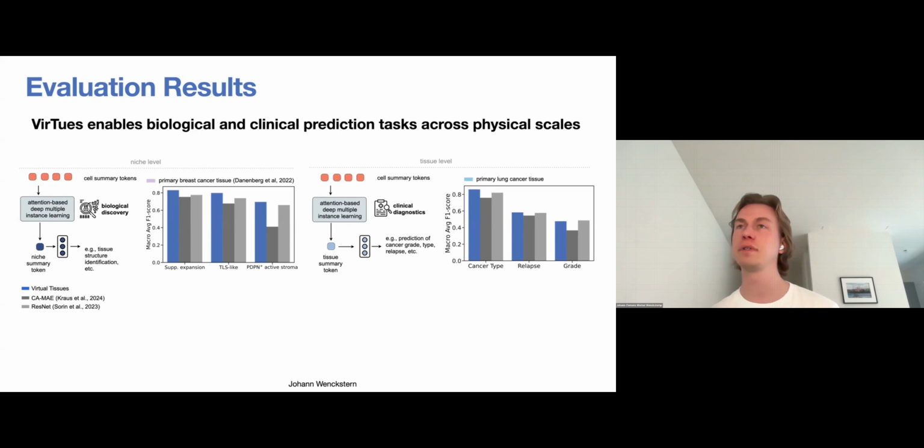For instance, here the cancer type task was the binary classification between adenocarcinoma and squamous cell carcinoma in non-small cell lung cancer, which is a common task in digital pathology for benchmarking histology models. Yeah, this was our tissue level evaluation, and this was repeated for other datasets, which you can find in our publication.